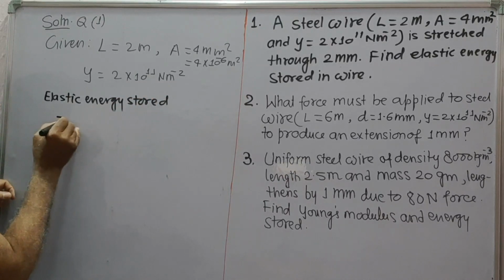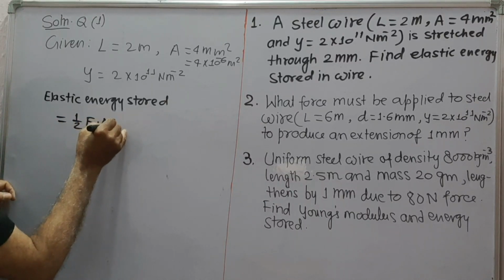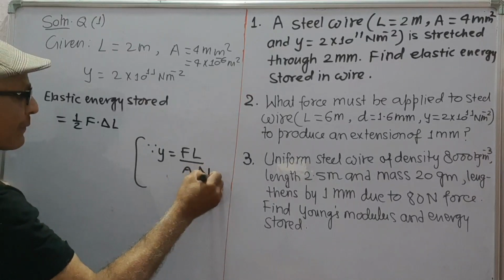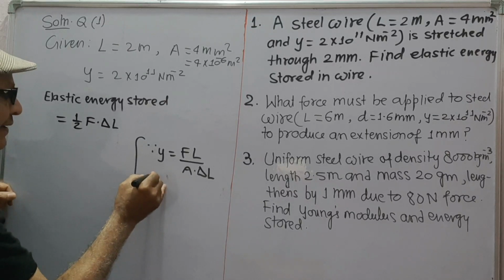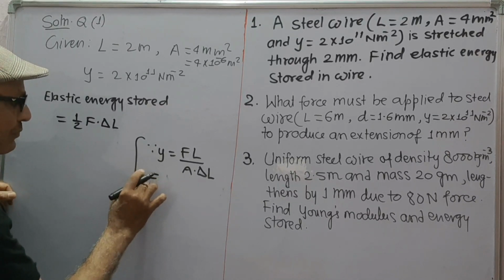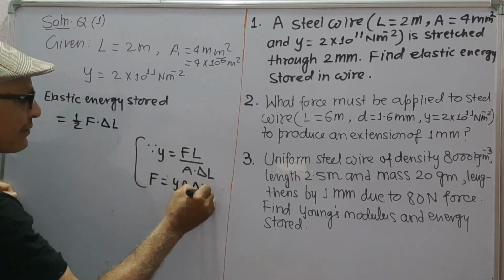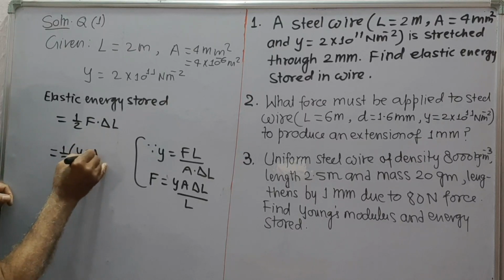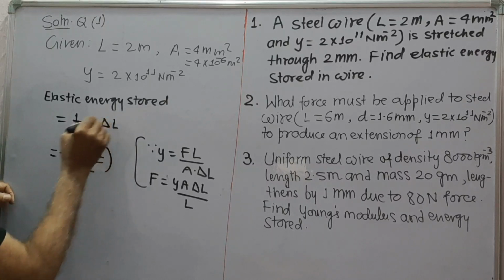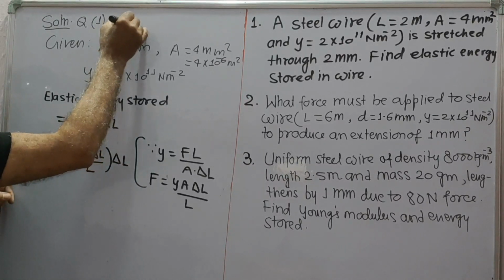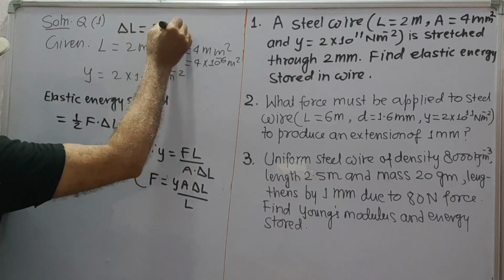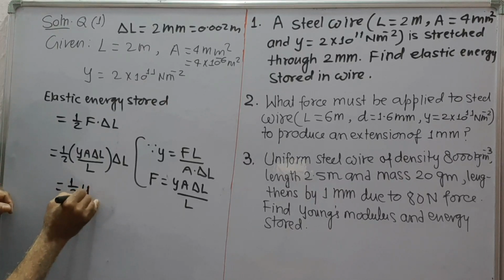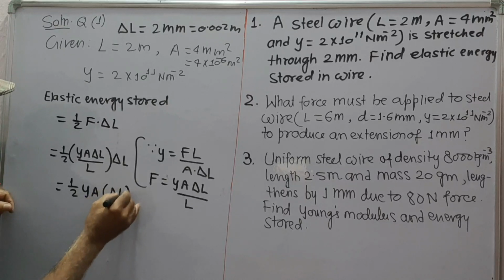Elastic energy stored is 1 by 2 F into delta L, because Y is equal to F L upon A into delta L. Therefore, F will be equal to Y A delta L upon L. So this can be written as 1 by 2 Y A delta L upon L into this delta L. Here delta L is also given to be 2 millimeter, which is 0.002 meter.